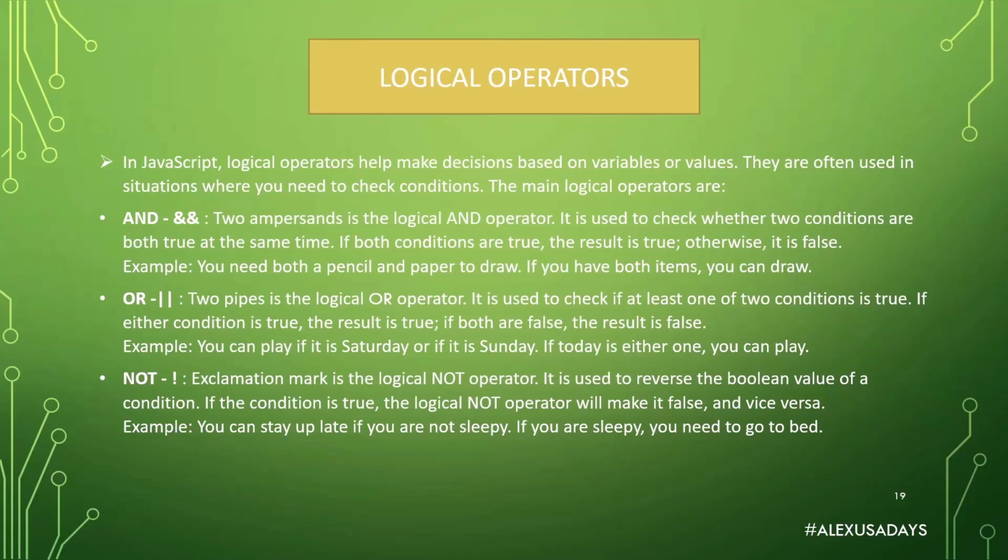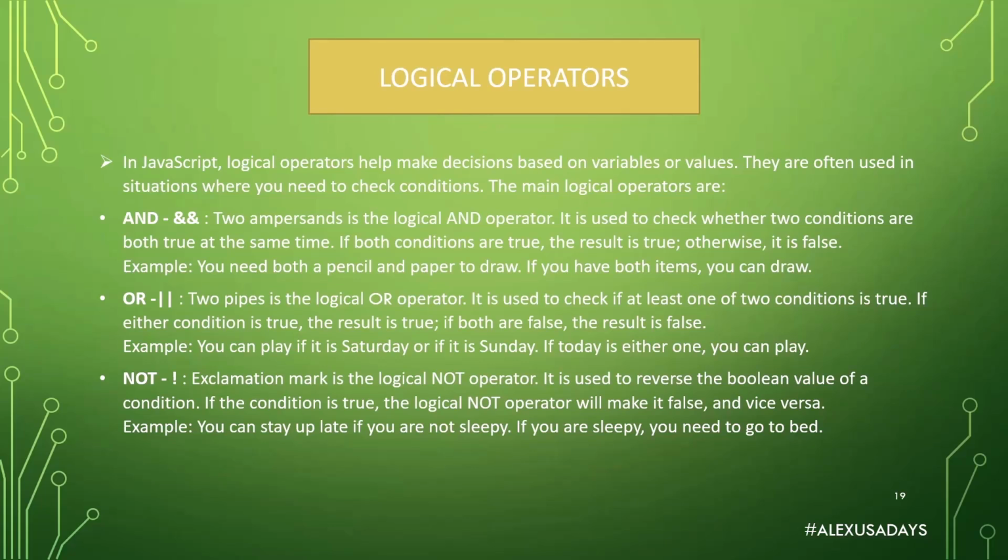Next one is OR. So 2 pipes is the logical OR operator. It is used to check if at least one of 2 conditions is true. If either condition is true, the result is true. If both are false, the result is false. For example, you can go and play if it is Saturday or if it is Sunday. If today is either one, you can play. If it's any other day of the week, so let's say Friday and Thursday, you can't. But if it's say Friday and Saturday, so one of them is true, you can.